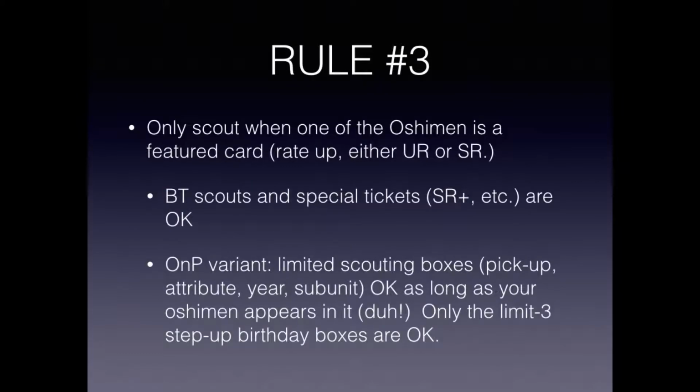Rule number 3: only scout when one of the Oshimen is a featured card. In other words, the rate-up card, either SR, SSR, or UR. Blue ticket scouts and special tickets, like the SR plus tickets that you get at the beginning of the month packs, those are fine. And in my variant, I'm also going to allow limited scouting boxes, the pickup boxes that you get during events, or attribute boxes, year or subunit boxes, as long as my Oshimen appears in them.